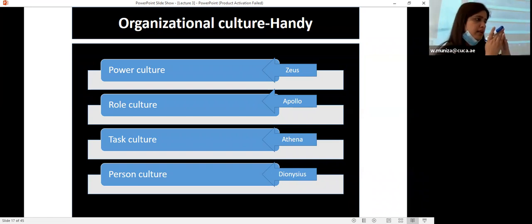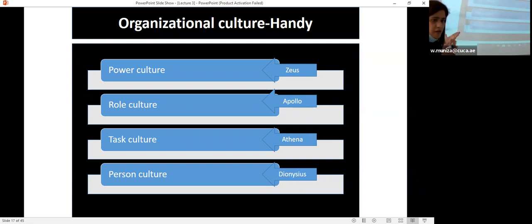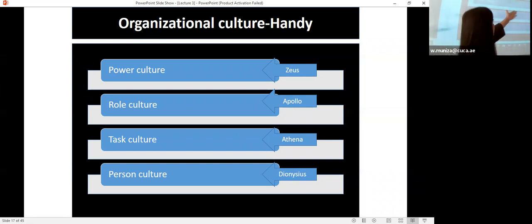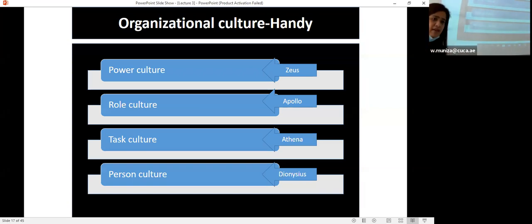The lines or the statements which describe the job role of a person is known as a job description. So in this particular kind of an organization, which Handy has denoted as Apollo, there is going to be a focus on the job description. What the people are required to do will be focused on the basis of the job description provided to them.